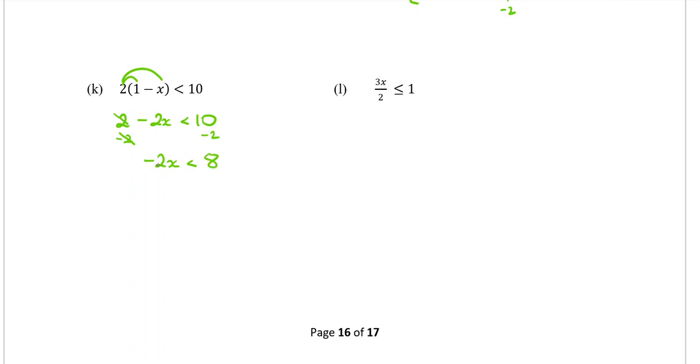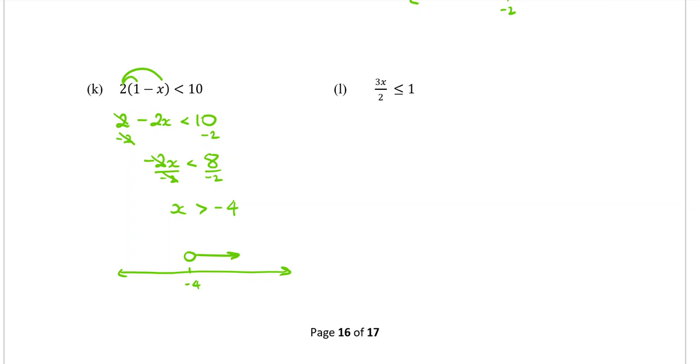Then, to get rid of the minus 2, because it's multiplied with the x, I need to divide by minus 2. Dividing by a negative means we turn the sign around. 8 divided by minus 2 is negative 4. So negative 4 in the middle, open circle, pointing to the right.